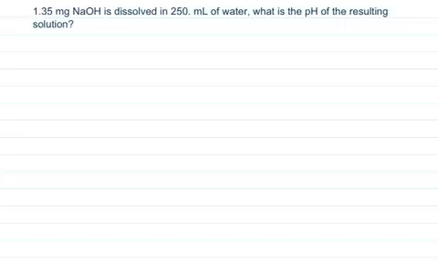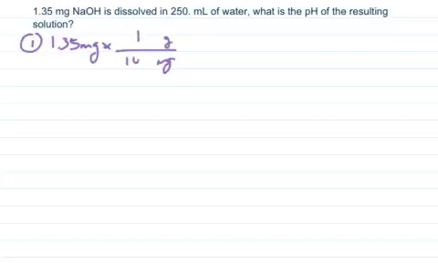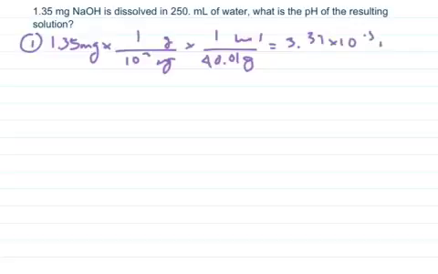Well, first, let's start making a molarity. So if we have 1.35 milligrams, we're going to convert that into grams, and then we're going to convert that into moles. Sodium hydroxide has a molecular weight of 40.01, and we get 3.37 times 10 to the minus 5 moles.